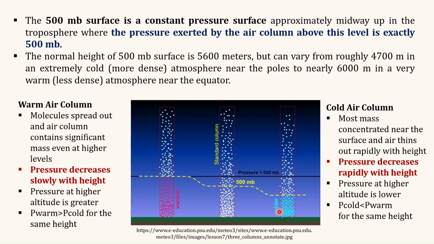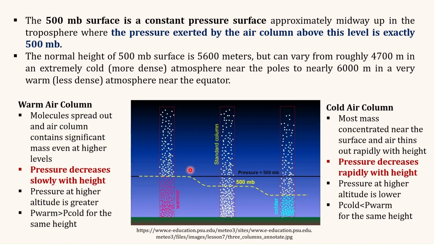When temperature is less, meaning in the colder condition, due to the slow movement of the molecules, most of the molecules are concentrated near the surface and air density decreases rapidly with height. So, as there are very few molecules present in the upper atmosphere, pressure decreases rapidly with height. But in those areas where the temperature of the atmosphere increases because of the heating from the Earth's surface, the molecules spread out, and if we consider an air column, it would contain significant mass even at the higher level. And in this condition, pressure decreases slowly with height.